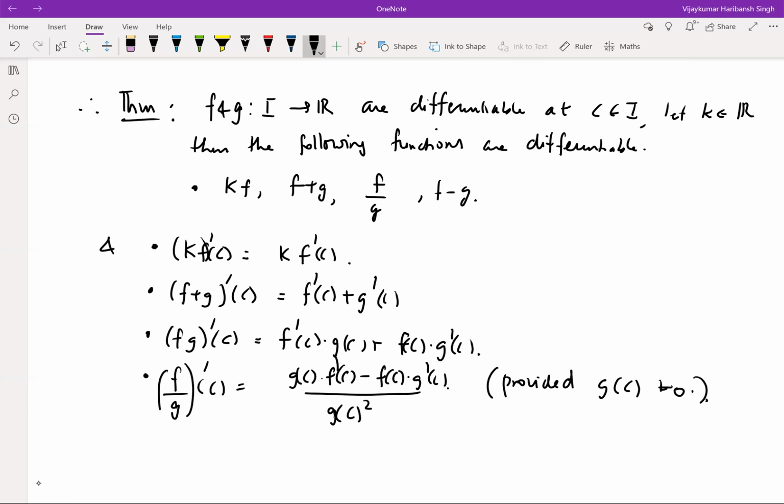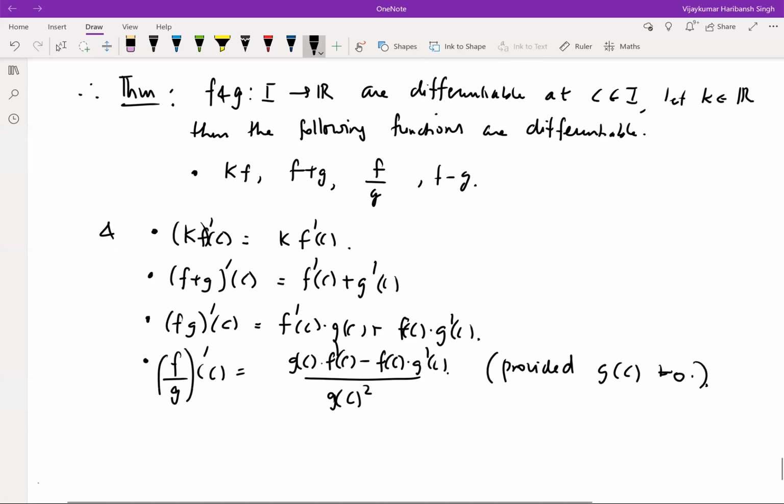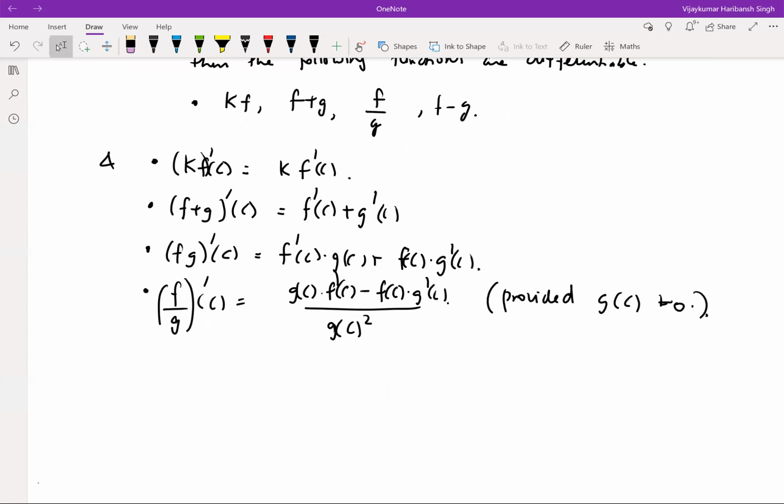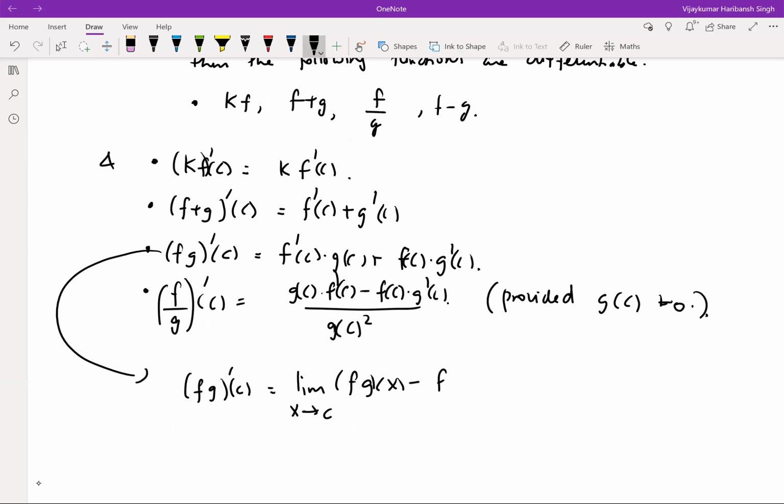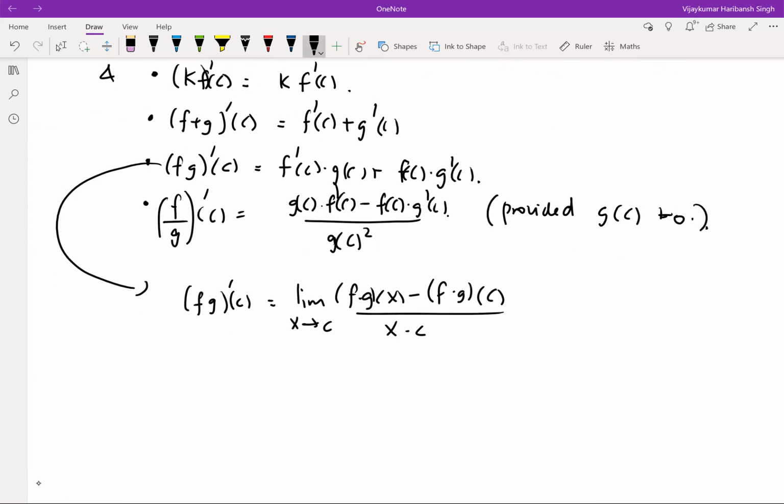And how do you prove it? You can prove it the same way, using the limit criteria. For example, I want to prove this one. Then f g prime at c is the limit as x goes to c of f g of x minus f g of c, divided by x minus c. By definition, that is the limit as x goes to c of f of x g of x minus f of c g of c, divided by x minus c.